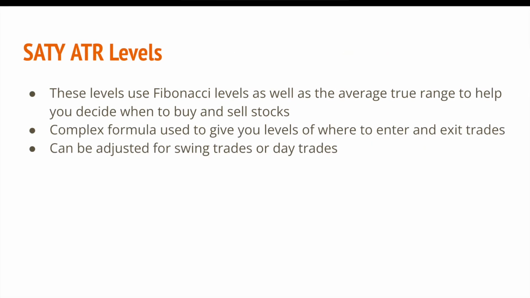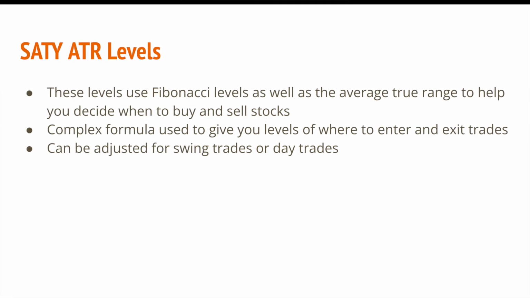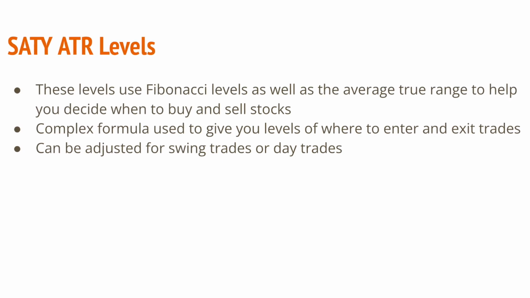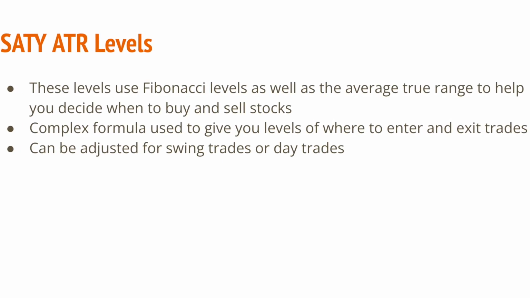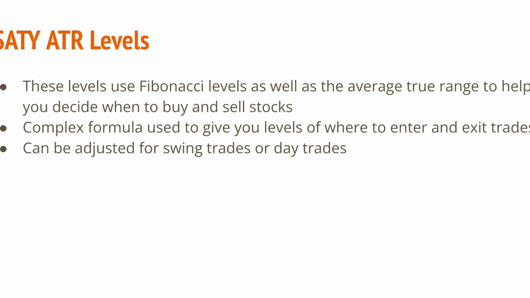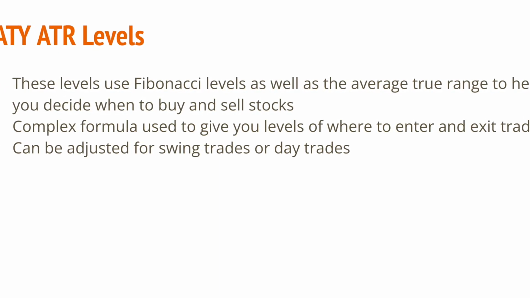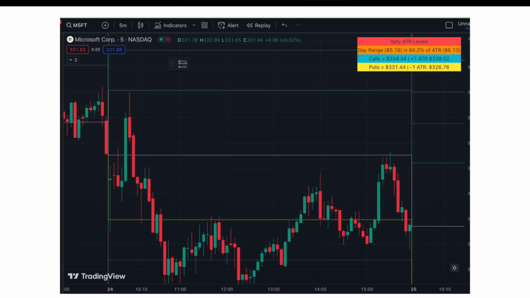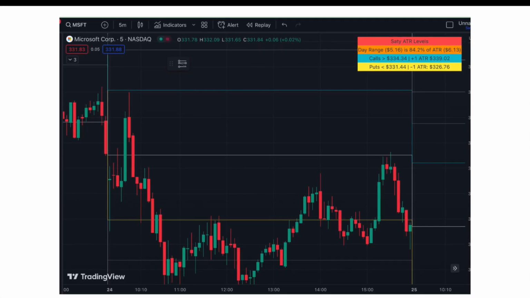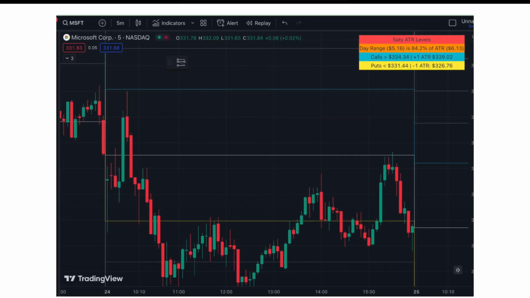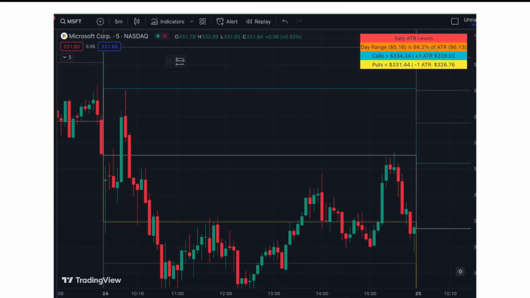Last but not least, the Saudi ATR levels. These use Fibonacci levels as well as the average true range to help you decide when to buy and sell stocks. It's a complex formula, and it's used to give you levels where to enter and exit trades, and it can be adjusted for swing trades or day trades. Here's an example of the Saudi ATR level. The yellow line is the line that if you get below it, typically sells work really well. So if you're looking to sell, it works really well.